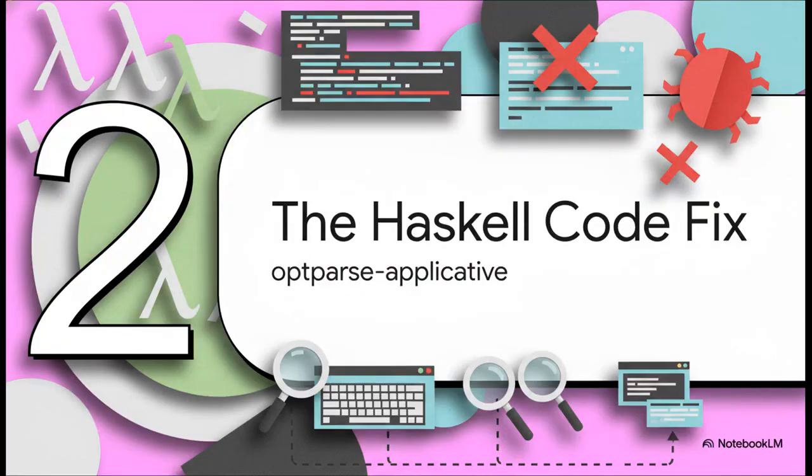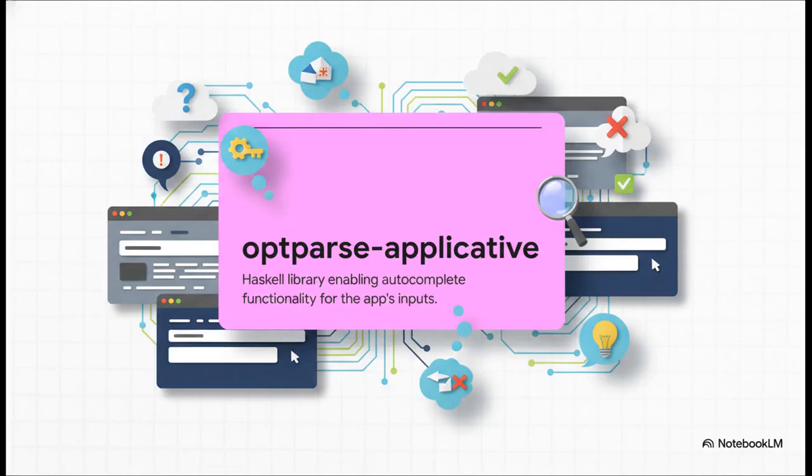Let's look at Section 2, the Haskell code fix. What Ang quickly discovered is that terminal autocomplete isn't just magic. It doesn't just happen by default the second you compile a program. It's actually a very precise feature that needs to be explicitly unlocked and defined. For his Haskell application, that master key turned out to be a specific library called optparse-applicative. This library is absolutely crucial. It provides the underlying infrastructure you need to parse command line options and actually map out the inputs your application expects. Because think about it. Without it, the shell environment literally has no idea what your application wants. And if it doesn't know what it wants, it can't possibly guess what to autocomplete.